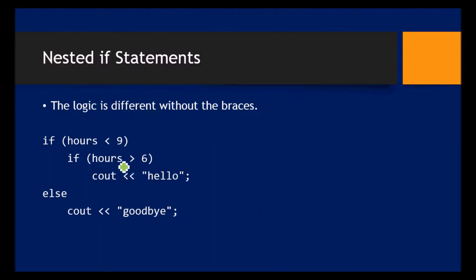Well, hours greater than 6 had to be true before, and that's still the case here. This has to be true in order to run the statement that's inside this if. So hours greater than 6 must be true. How do we get to this if? Same as before, this one up here has to be true. So hours less than 9 must be true. And so if that's true, I'll just do like I did before. So hours must be less than 9.